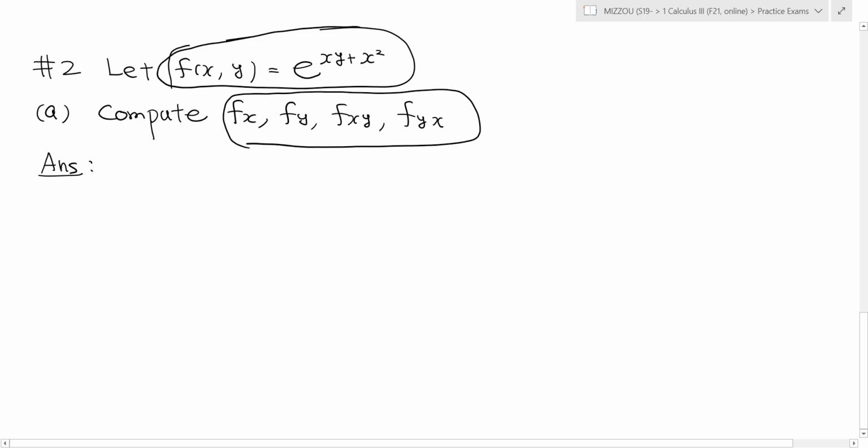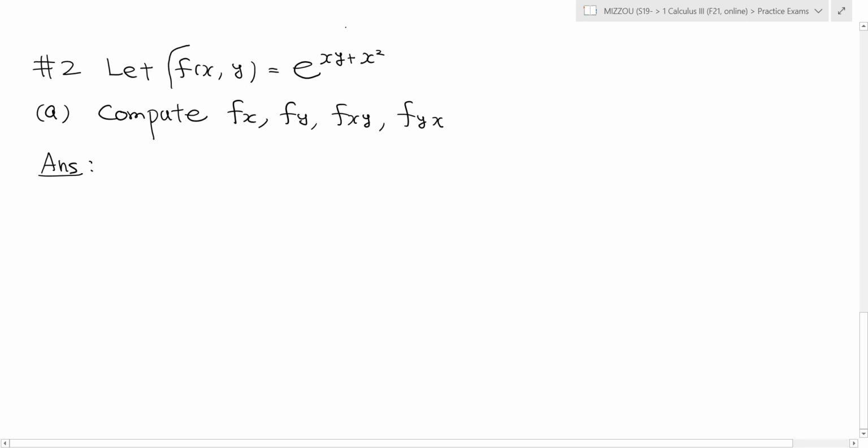So those are partial derivatives. What you do is compute those partial derivatives. Now, f sub x means the partial derivative of f with respect to x. So you differentiate this with respect to x. This is e to the power of xy plus x squared. So you use the chain rule, basically.